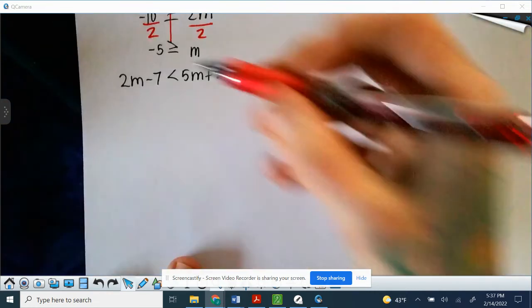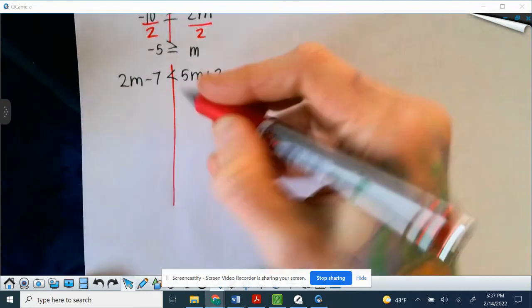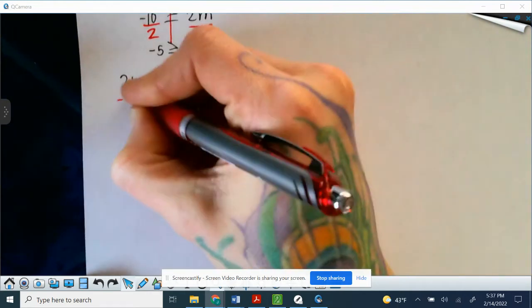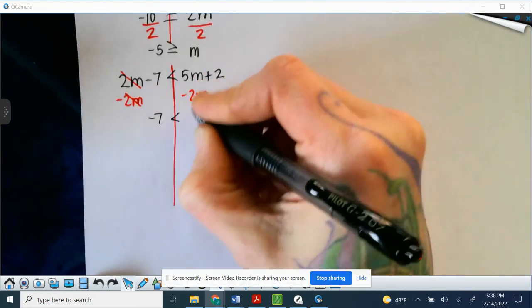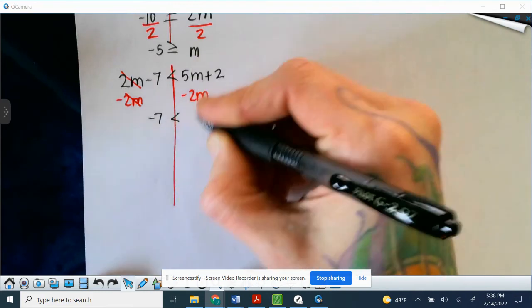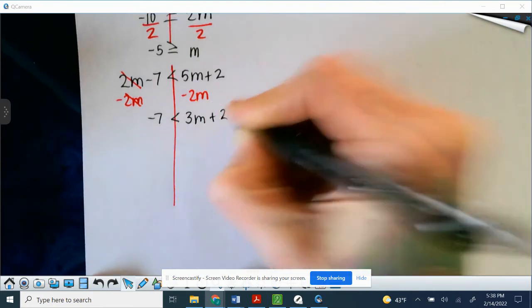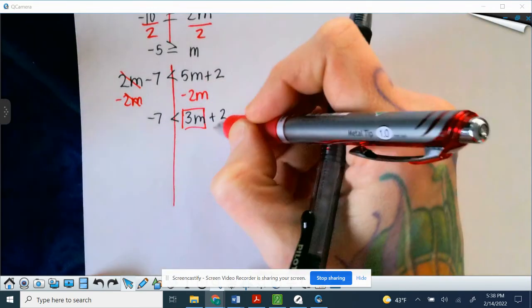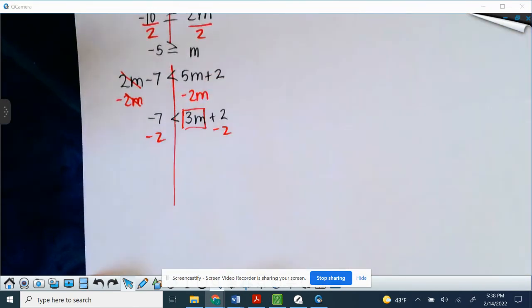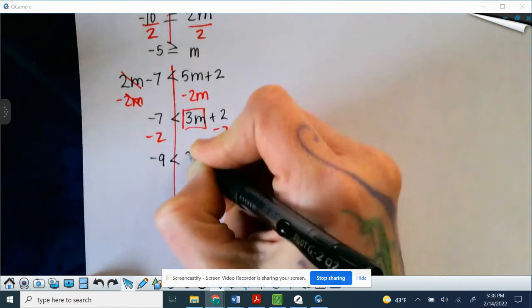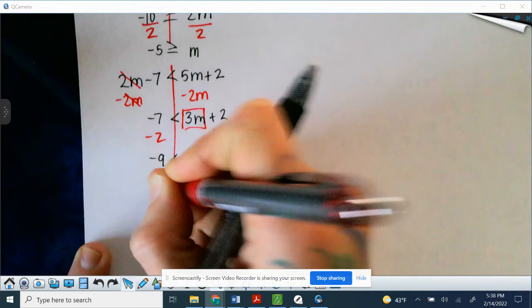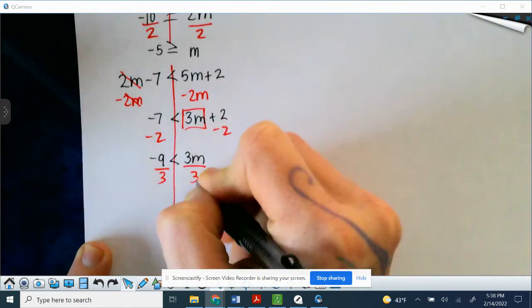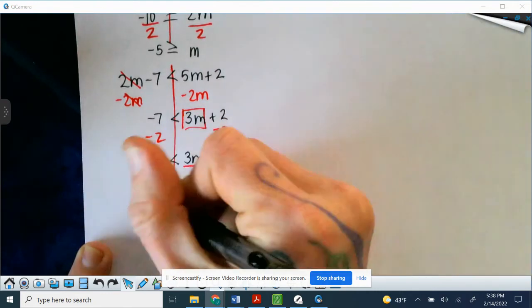Scan down here. Let's do our next one. I'm going towards the bigger, so I'm going to subtract 2m minus 2m. That zeroes these guys out. So negative 7 is less than 5 minus 2, or 5 plus a negative is going to be 3m plus 2. I want 3m by itself, so I'm going to subtract 2. Negative 9 is less than 3m. 3 times m, the inverse is going to be division. M, and we divide it by a positive, so it's fine. Symbol stays exactly the same. It's going to be a negative 3.